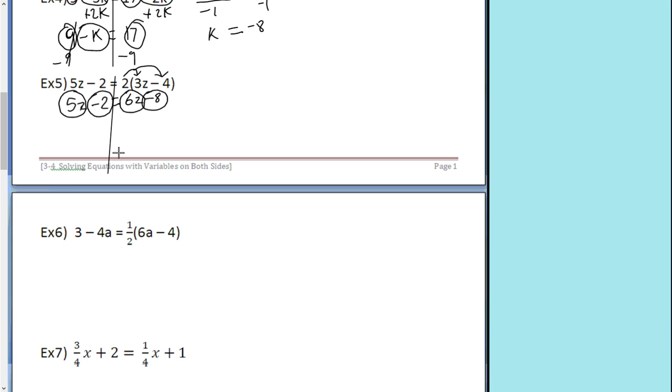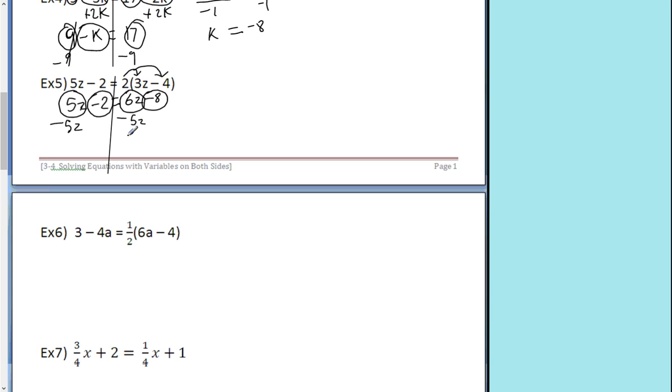I haven't mentioned it so far in this lesson because I don't want to overwhelm you yet. But the best rule to follow, if you want to follow a rule, is bring everything to the side with more positive variables. So which side has more positive variables? This side. So I want to get rid of those 5z's. What's the opposite of 5z? Negative 5z. Add a negative 5z to this side.